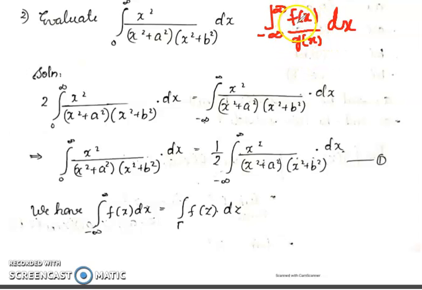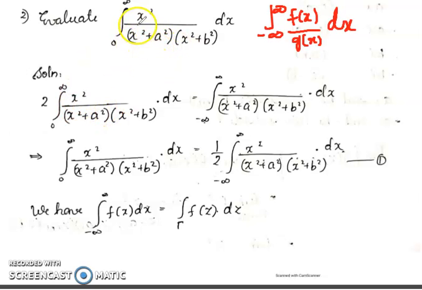Or you can take this as g of x by h of x also, whatever it is. Function of x in the numerator, function of x in the denominator. So you have to identify it first. You have x square in the numerator, then x square plus a square, x square plus b square in the denominator. So this is of type 2.